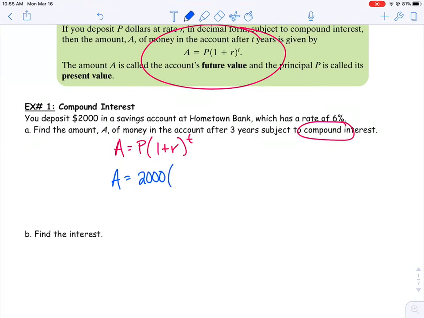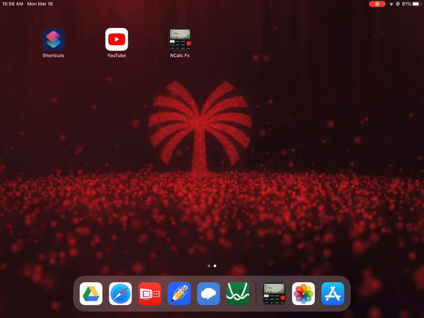So let's plug in the information that we know from the problem. We know that the principal amount is $2,000. We know that the interest rate is 6%, but remember we're going to put that as a decimal instead of a percentage, so 0.06. And it says in the problem that we're going to keep it in the account for 3 years, so my time would be 3. Now all we have to do is punch in our calculator the correct way. Inside the parentheses first, I'm going to do 1 plus 0.06, raise it to the third power, and then multiply my answer by 2,000.